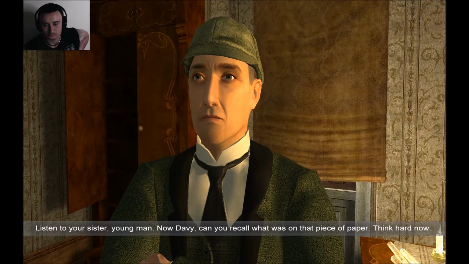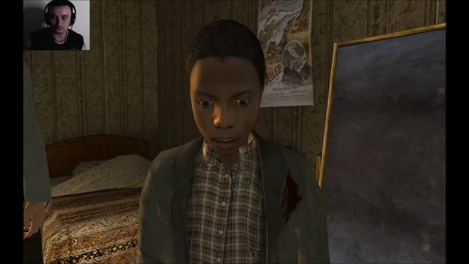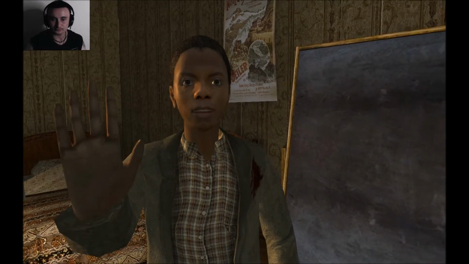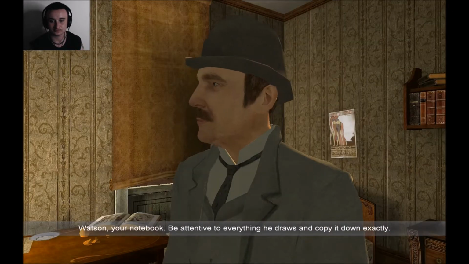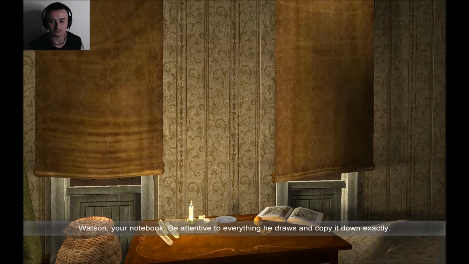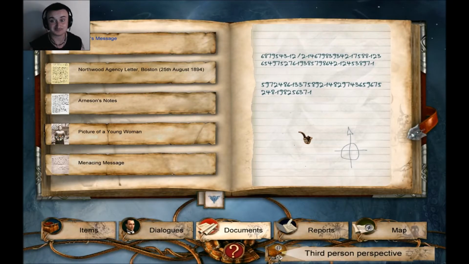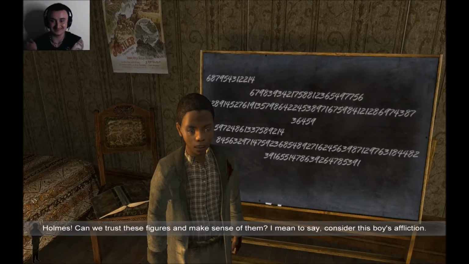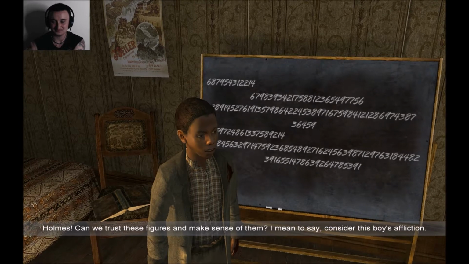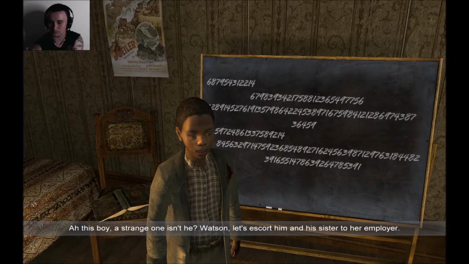Now, Davy, can you recall what was on that piece of paper? Think hard now. Watson, your notebook. Be attentive to everything he draws and copy it down exactly. Oh, jeez. That's a lot of numbers. Holmes, can we trust these figures and make sense of them? I mean to say, consider this boy's affliction. Ah, this boy. A strange one, isn't he?